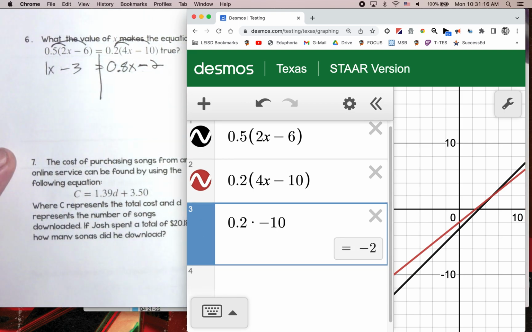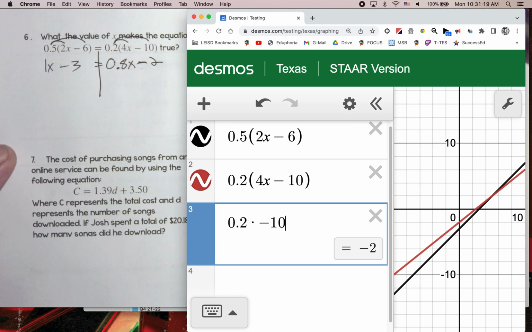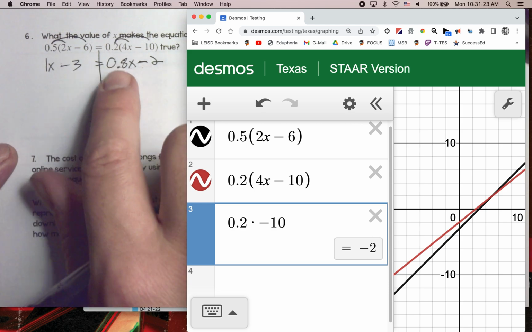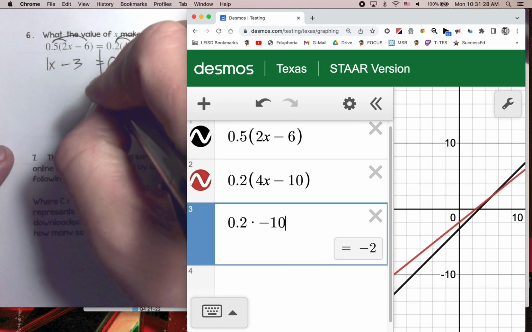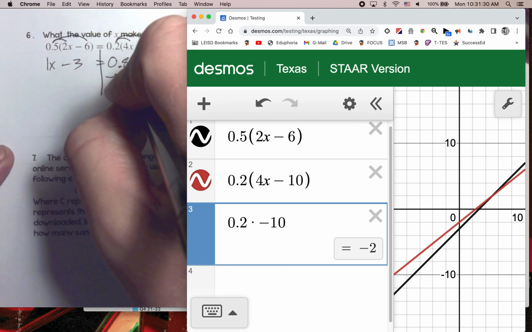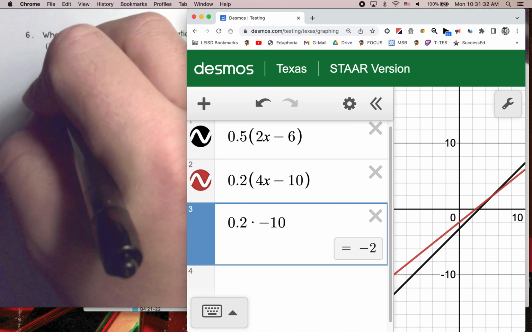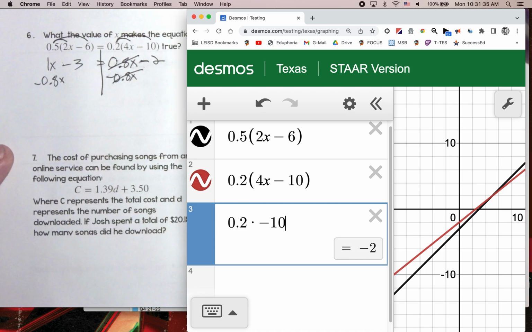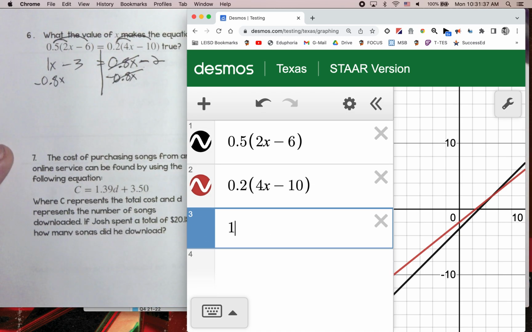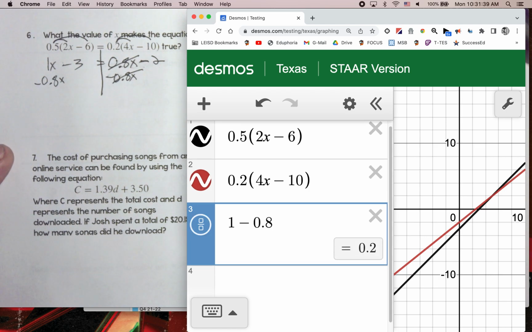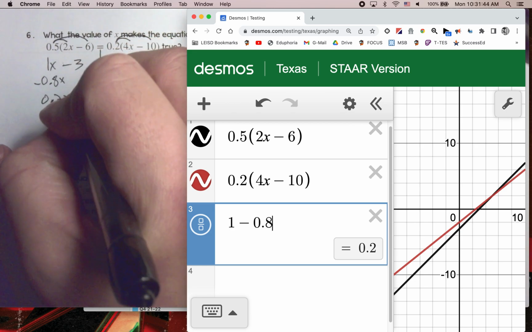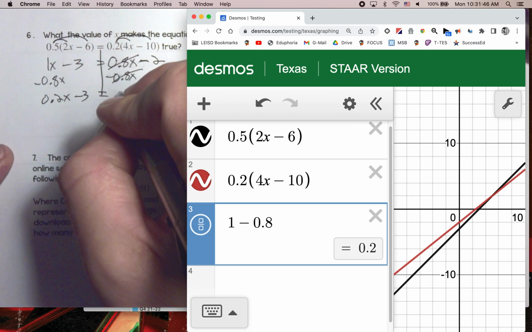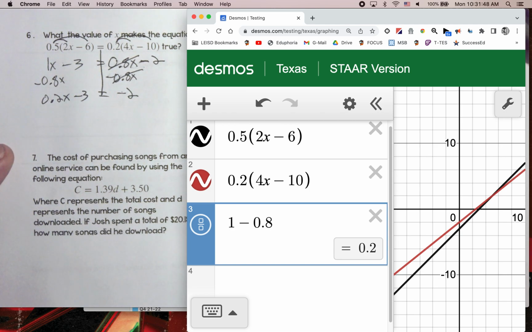All right, now I want to get my variables to one side. So I'm going to move the smaller variable. Once again, 80 cents is less than $1. So I'm going to subtract 0.8x from both sides. Those go away. And if you don't know what 1 minus 0.8 is, just use your calculator. 1 minus 0.8 is 0.2. So I have 0.2x minus 3 equals -2. Don't let the decimals scare you. Just think of it like money.